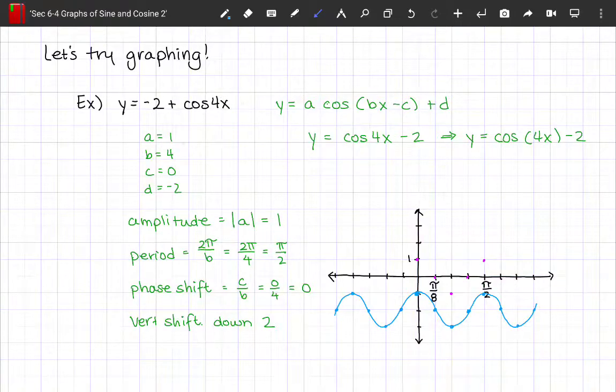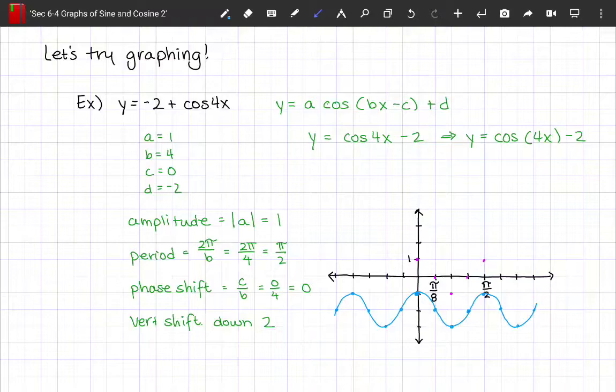Okay, so now that we got that, now it's easy to see that a is 1, b is 4, there is no c, so c is 0, and d is negative 2. And then we can easily find this stuff. The amplitude is the absolute value of a, so it's 1. The period is 2 pi over b, which in this case is 2 pi over 4, or it simplifies to pi over 2. There is no phase shift because c was 0. And we're going to have a vertical shift down 2 units because d is negative 2. And from this, we can do our graph.